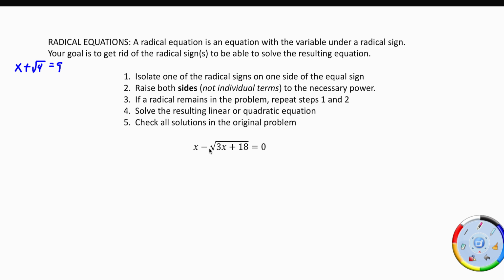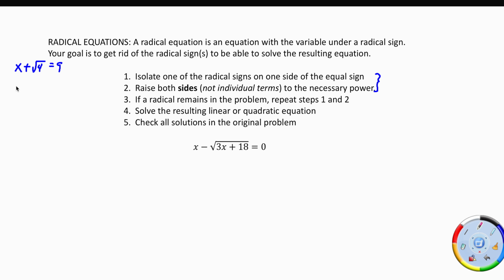Your goal is to get rid of that radical sign, just like your goal on solving any equation, right? If it's a linear equation, you're just undoing all the operations to get the x all by itself. Same thing here. This is one of the operations you want to undo, is that square root. We just have to be careful. A couple of things, they're really the same thing, but a couple of things we have to be careful of are these first two steps.